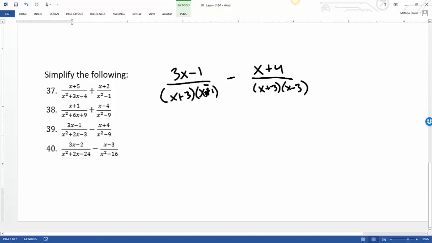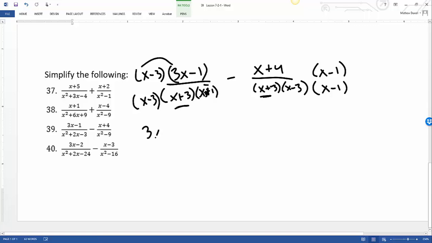So now we have to look at what's the same and what's missing. So they both have an x plus 3, good. This is missing an x minus 1, so I'm going to multiply that. This is missing an x minus 3, so I'm going to multiply that. So now we got to multiply everything out.